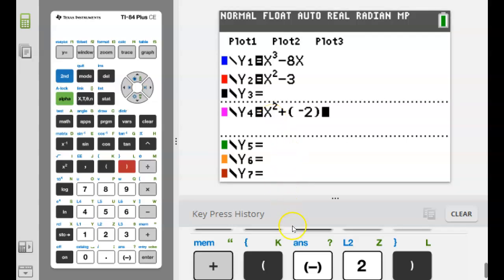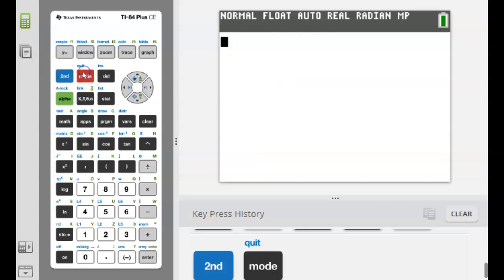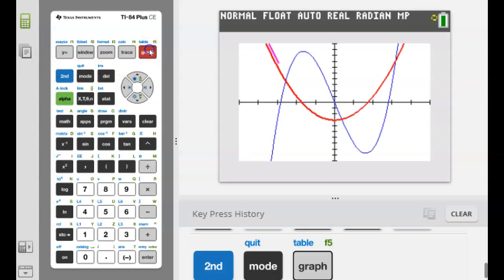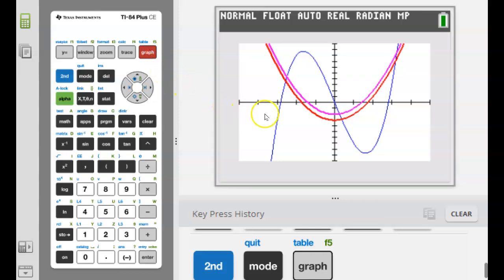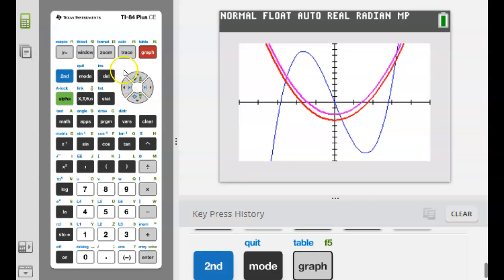Let's go ahead. I'm going to save that. I'm going to quit out of here. I could also just go to graph. In fact, let's do that. You can see that here's my cubic one that kind of wiggles around. And then here's my second one. This is the y2 right here. And we can actually see which one it is. We can go ahead and trace.